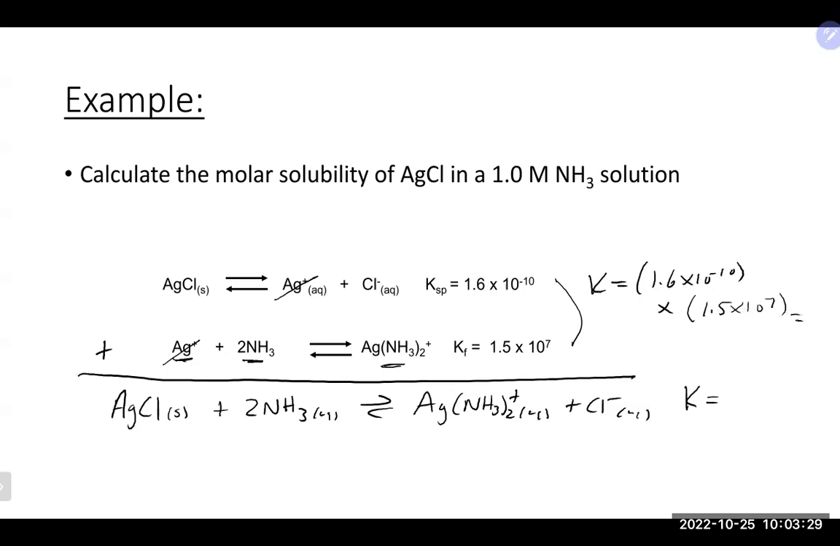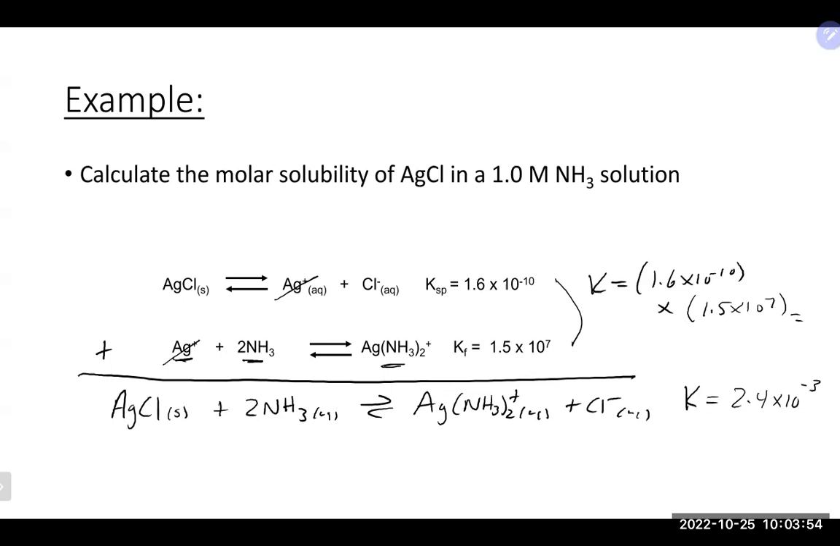And when we do that, we will end up with, again, remember that we are multiplying these together, 2.4 times 10 to the -3, I think. Yep. Any questions on that so far?